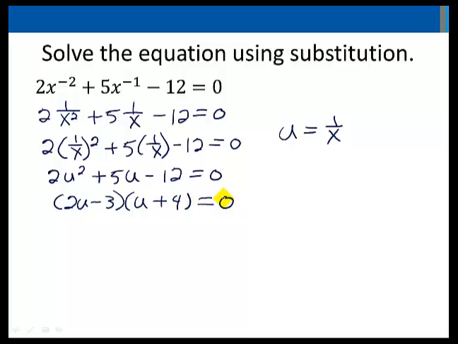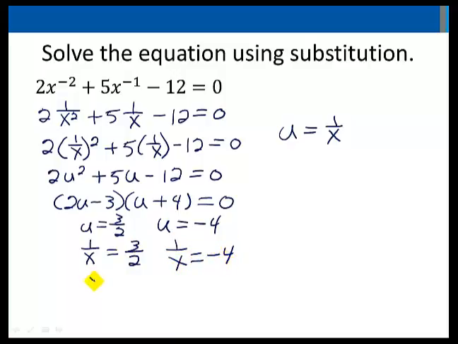Setting each factor equal to 0 will give me u equals 3/2 and u equals negative 4. And then substituting 1 over x for u, I will have 1 over x equals 3/2, and 1 over x equals negative 4. Simplifying gives me x equals 2/3 and x equals -1/4. Okay, so our two solutions here.